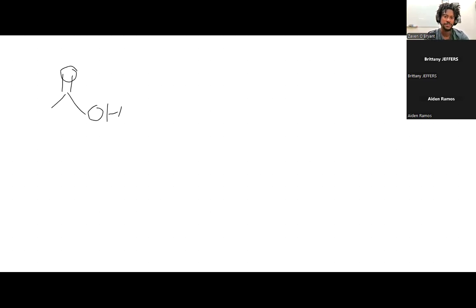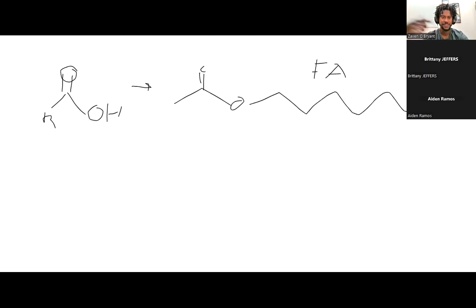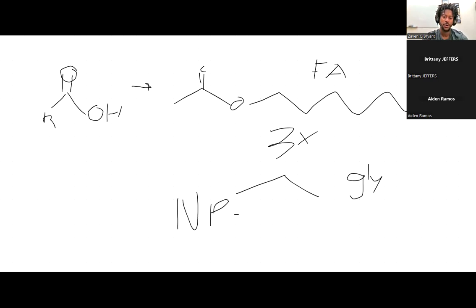That's a carboxylic acid. And where do we find carboxylic acids? Well, we find them on fatty acids. Well, this is now a fatty acid. How many fatty acids does it take to make a triglyceride? Well, it takes 3. What else do you need to make a triglyceride? You need a glycerol backbone. Glycerol backbones and fatty acids make a triglyceride. A triglyceride is nonpolar. Nonpolar means that it hates water.